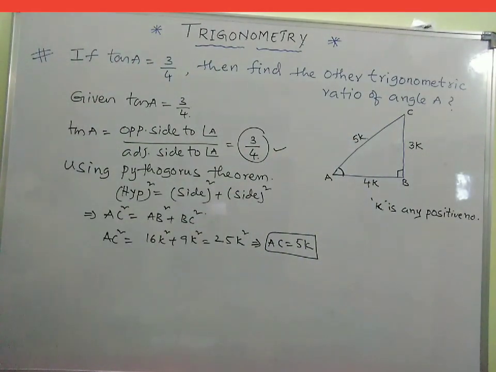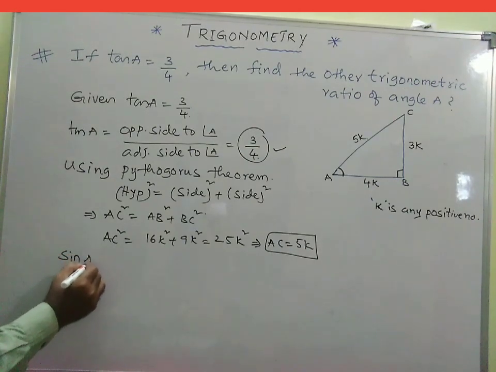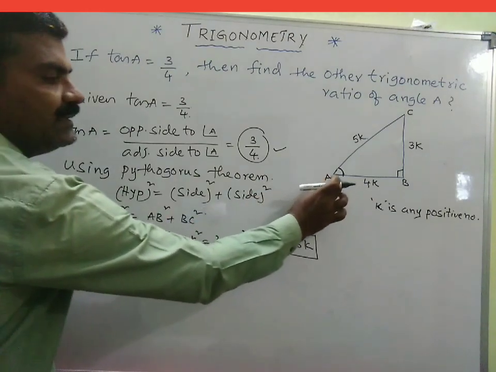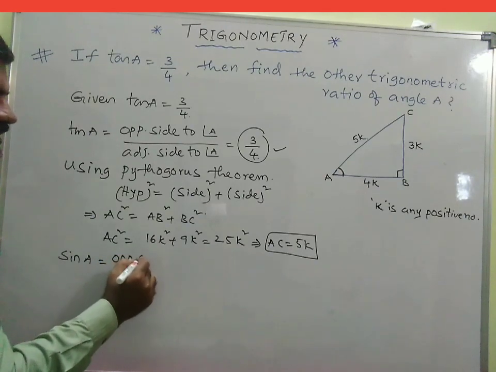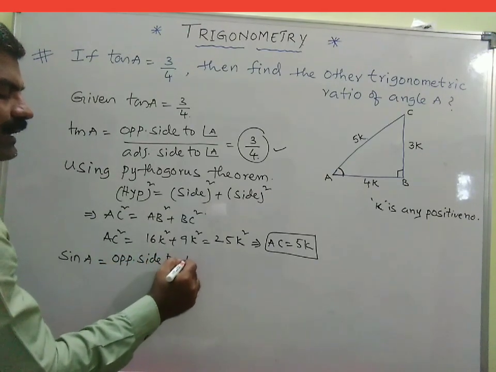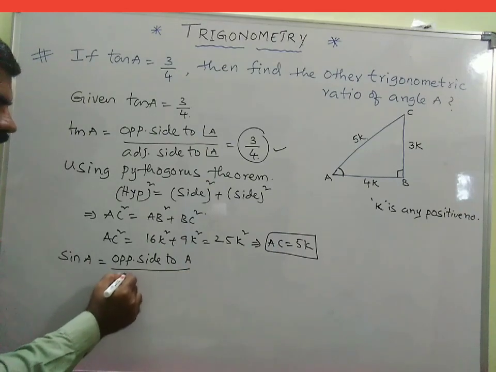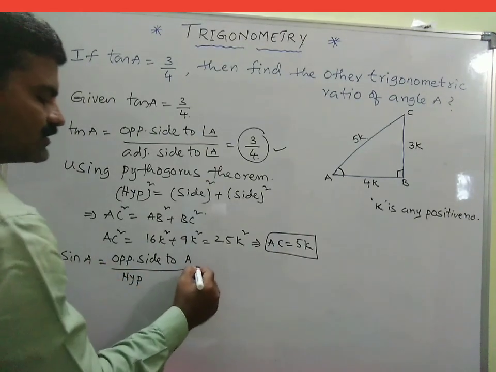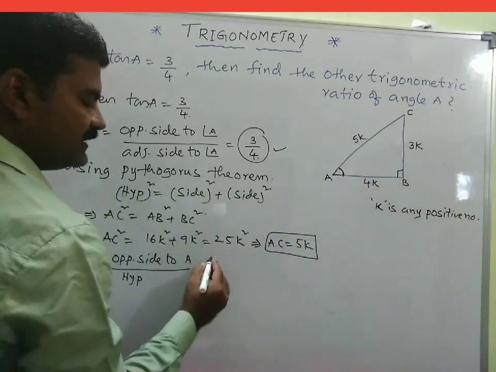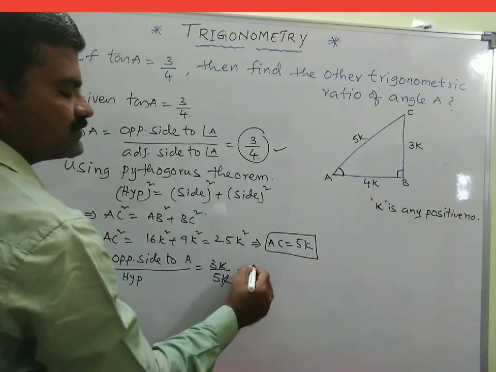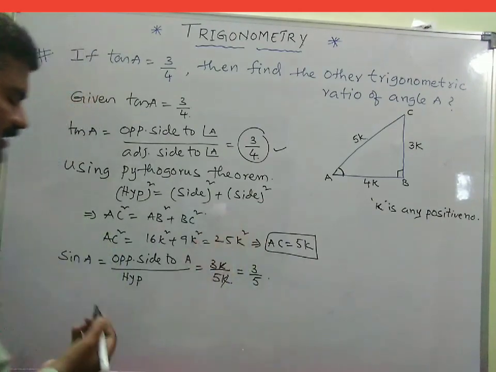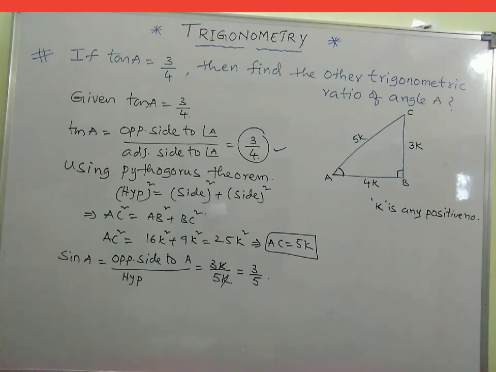So once you know all three sides of a triangle, you can find out any trigonometric ratio. So now let me first find out what is sine A. The angle is here at A, no? So sine A is nothing but the opposite side to angle A by the hypotenuse, isn't it? So the opposite side to angle A is 3k and the hypotenuse is 5k. So k gets cancelled, hence sine A is equal to 3 by 5.